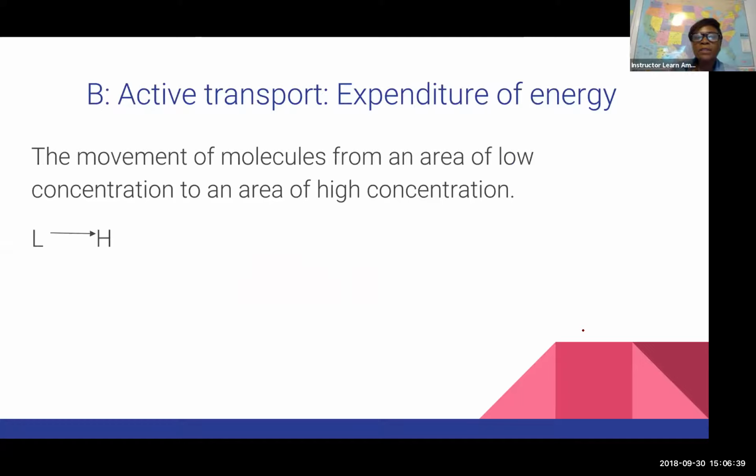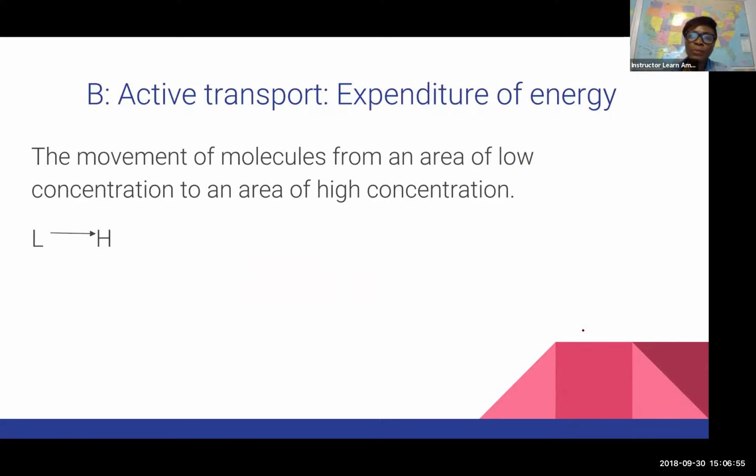The opposite of passive transport is active transport. In this condition, you need energy. This is moving molecules against the concentration gradient. Sometimes we see this in the plant root, in certain areas of your body.